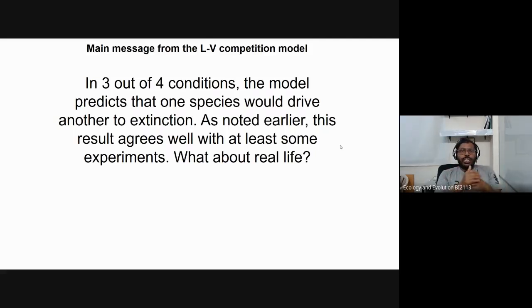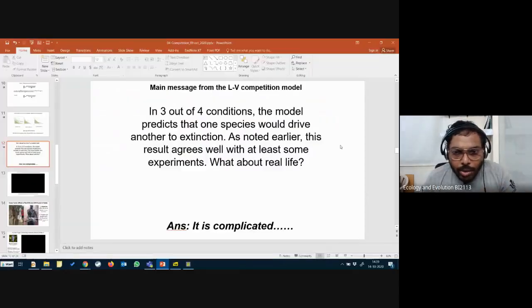Now the main question is, what's happening in real life? So in the next class, we are going to start with that question, and then we'll see some examples from both sides, and then we'll take it forward. Okay. So as far as the class is concerned, we are done for the day. Yeah, as you can see, the answer is it's complicated.